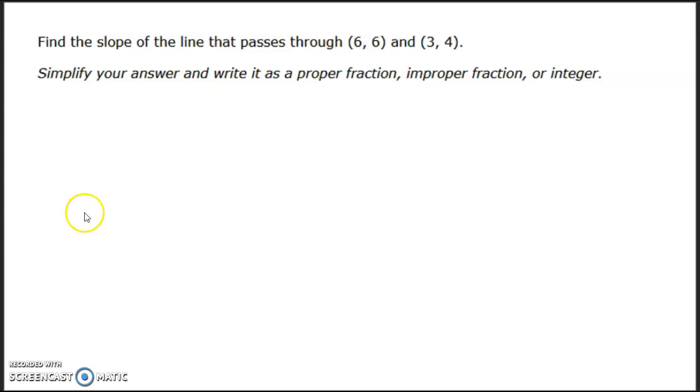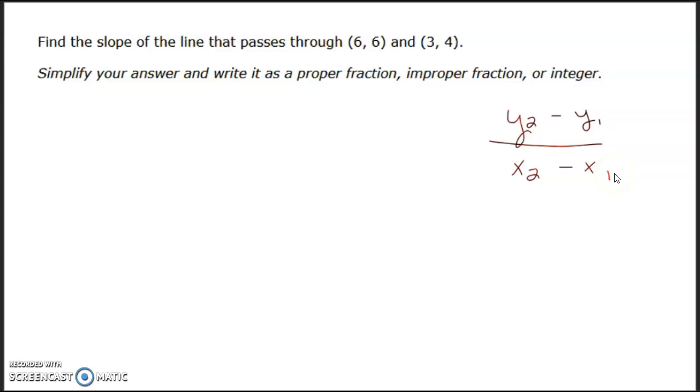Your answer can be a proper fraction or improper fraction, because it's okay to be a fraction when you're talking about a slope. You don't have to make it a decimal. So this is find the slope. It's not going to give you the slope formula, so what I always do is I just write it myself. y2 minus y1 over x2 minus x1.